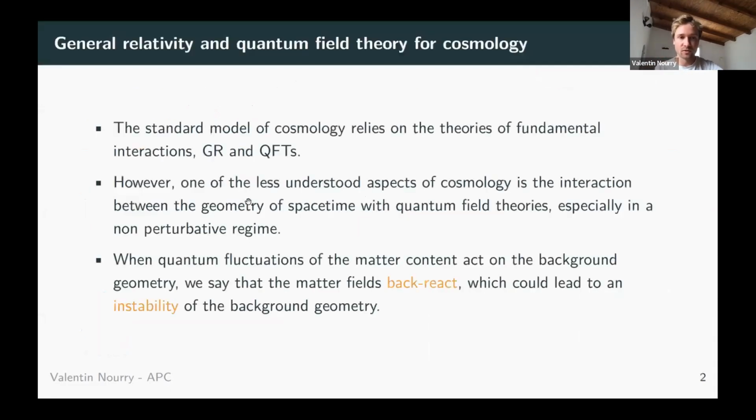First of all, I'm going to present this topic through three statements. The standard model of cosmology relies on the theories of fundamental interactions, including GR and QFTs, general relativity and quantum field theories. However, one of the less understood aspects of cosmology is the interaction between the geometry of spacetime and quantum field theories, especially in a non-perturbative regime. When quantum fluctuations of the matter content act on the background geometry, we say that the matter fields backreact, which could lead to an instability of the background geometry.